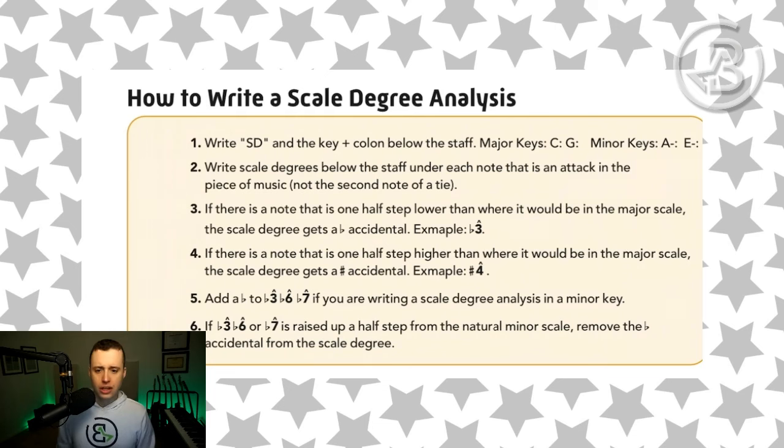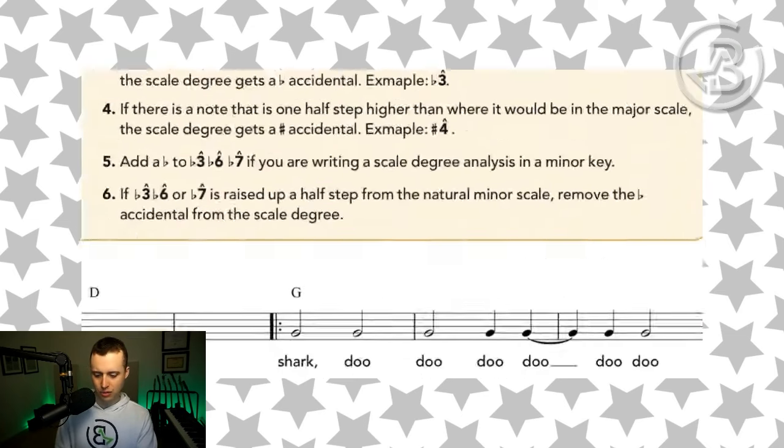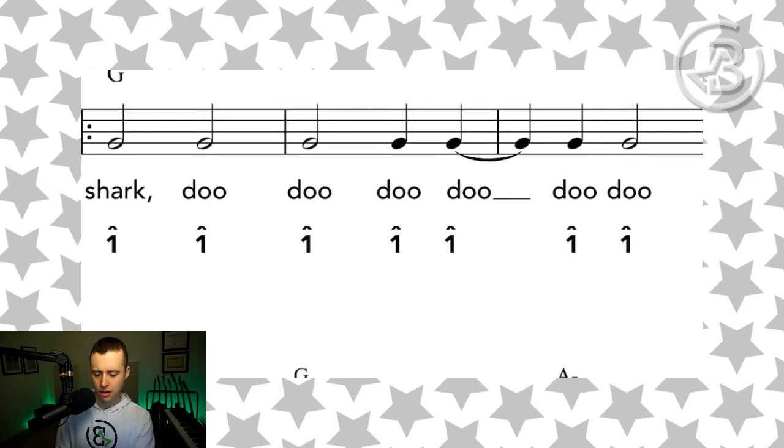Step number two is you're going to write scale degrees below the staff under each note that is an attack in the piece of music. What I mean by that is you're not going to write a scale degree for the second note of a tie. You just write it for the first note of a tie. We can see that example right here on one of the doot doo doos. This note on beat four is tied over to beat one, but we're only writing the scale degree for the first note.